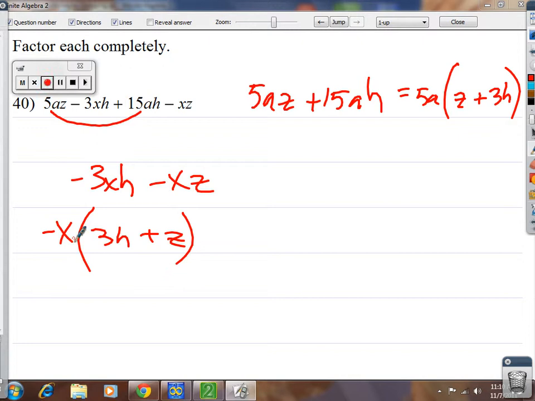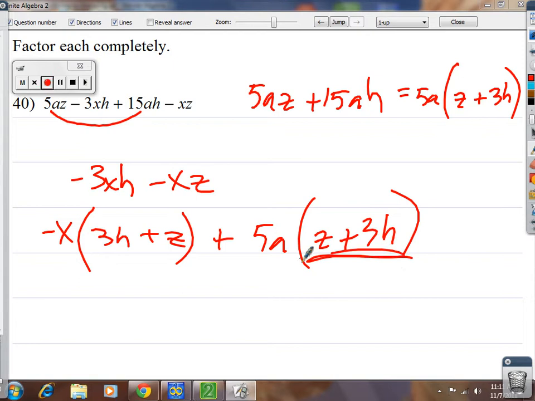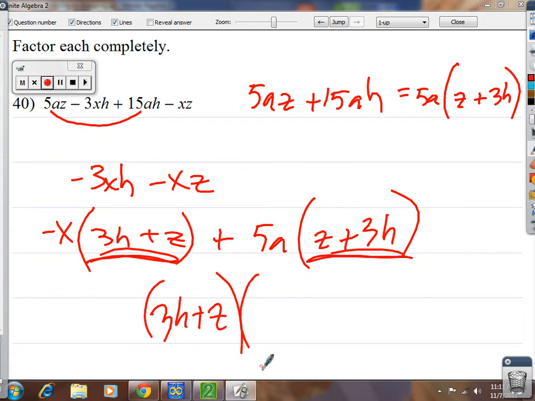So negative x times quantity 3h plus z plus this guy 5a times the quantity z plus 3h. Right here's your GCF, z plus 3h. So now factor that out. 3h plus z times the quantity minus x plus 5a. And you're done.